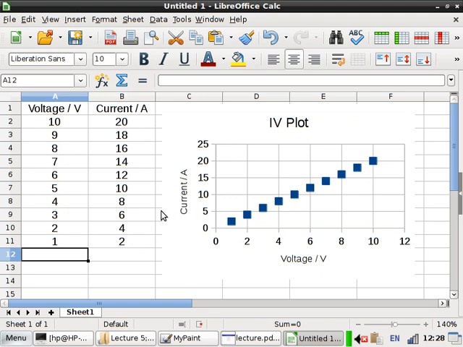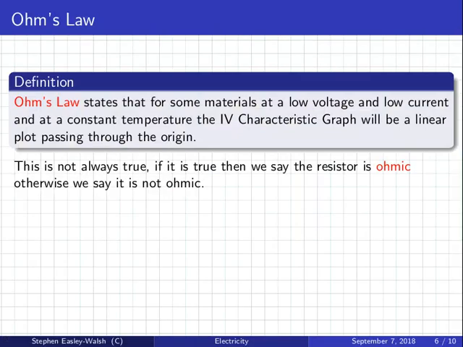But I don't like using the word law, because law means it's something you always have to obey. So maybe like Ohm's rule or something, I don't know. So you need this terminology ohmic. Got that? Yeah?